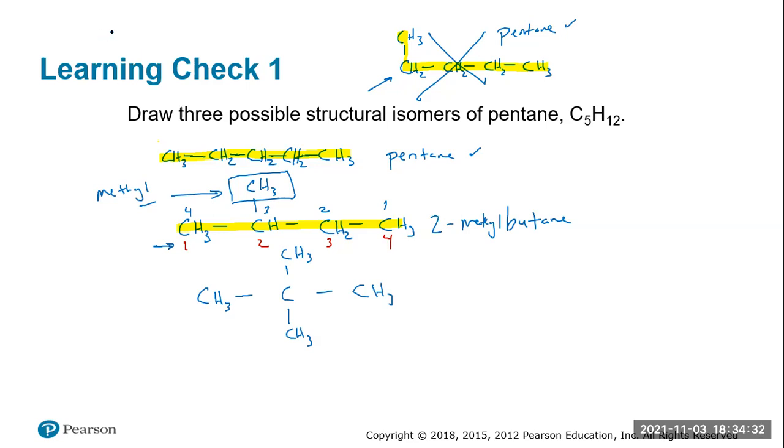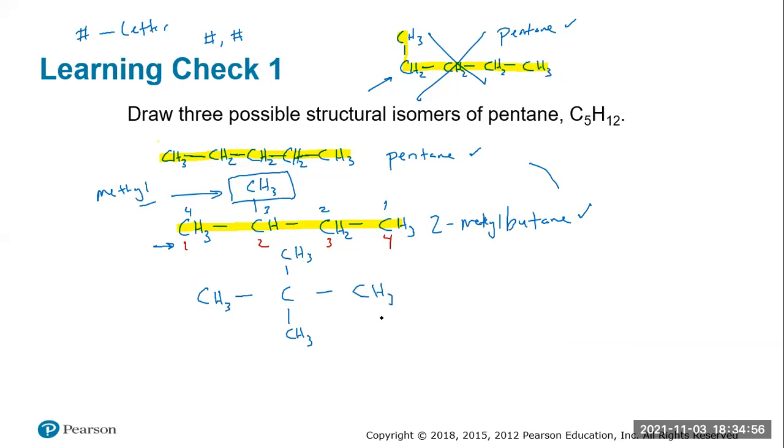Again, we put a dash between a number and a letter. We put a comma between 2 numbers. So in this case, 2-methyl butane. Different name, that would be an isomer. So these 2 are isomers. Any questions on that so far?